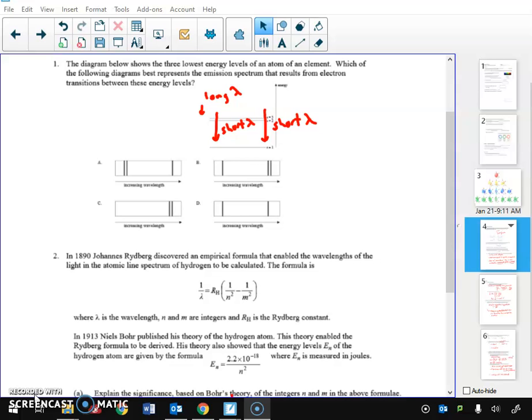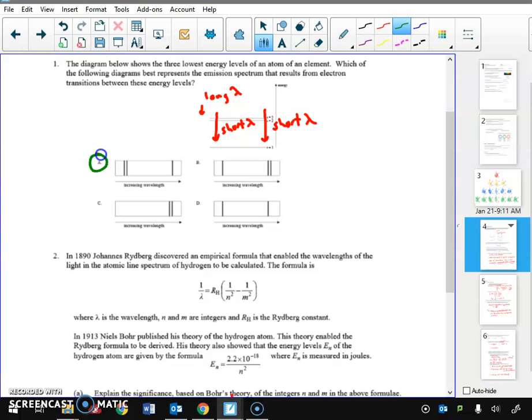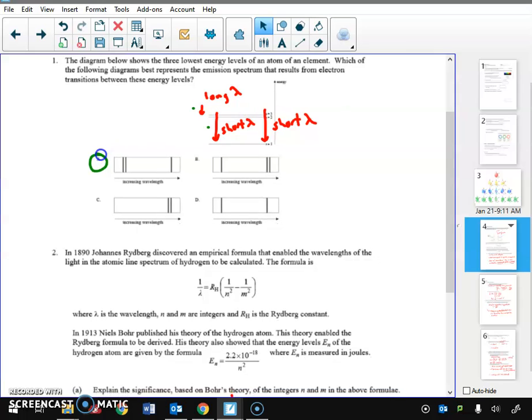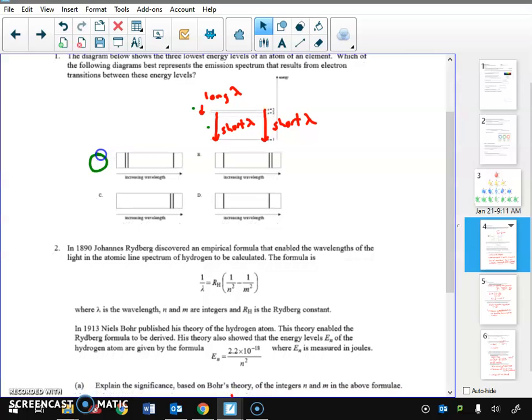Okay, so why do those energy level diagrams relate to this emission spectrum? Basically, if I look at the three possible transitions here, I've got two large energy ones, as designated by those large arrows. My alignment got a little bit off. Okay, that's a little bit better.